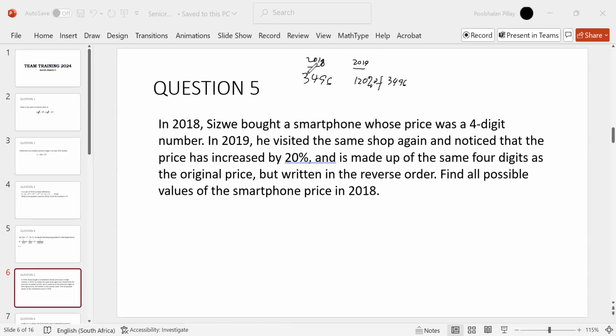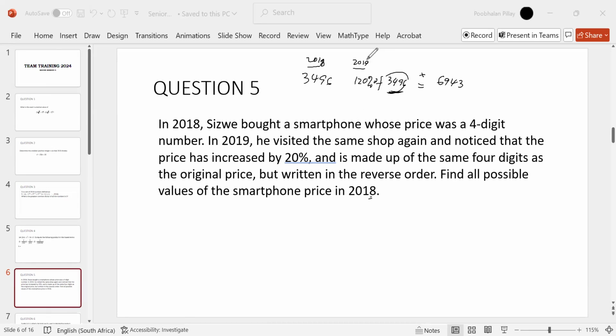I just took a random number here, but it says the same 4 digits of the original price, but written in reverse order. In other words, I've got 3496. When I work this thing out, I get 6943. Right? 120% of that is the same number written in reverse order. Now, of course, this is not true, but the question is, what are the possible values of the smartphone's price in 2018? Right, the original price. What are the possible values?